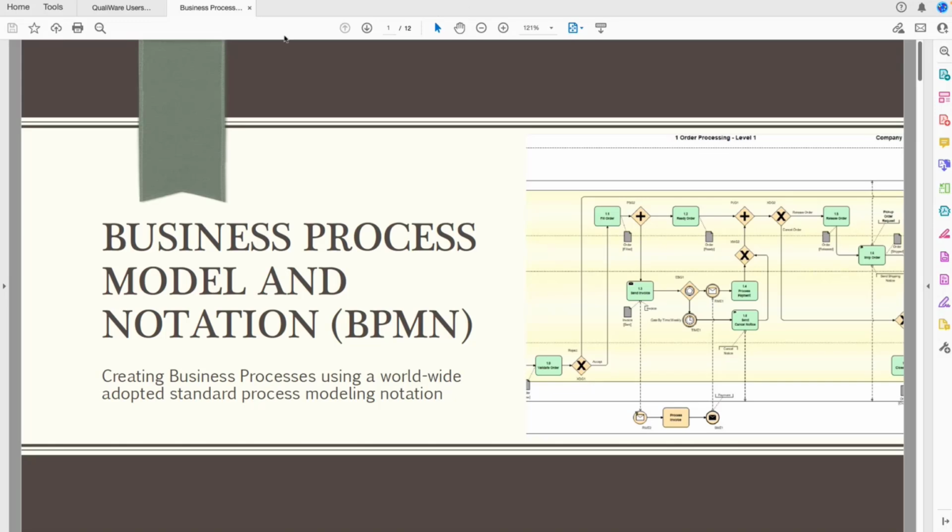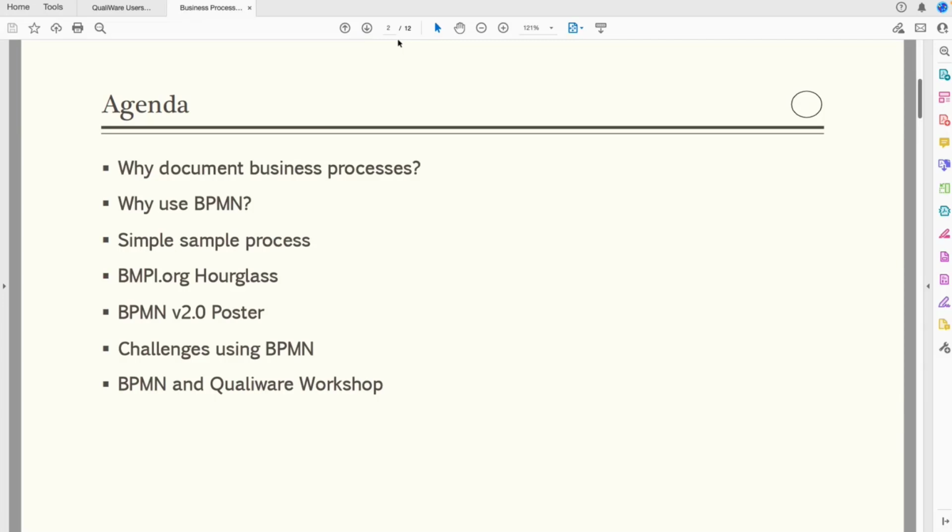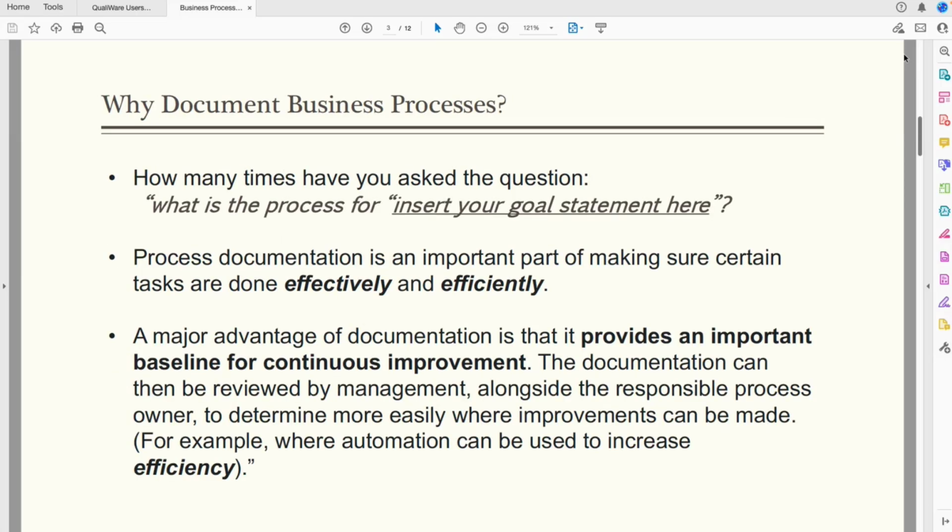So let's go to slide 2. Okay. And I just put together some bullets here from the course. Why we document business processes, why do we want to use BPMN? Then look at a simple sample process, which is not in BPMN. Look at the BPMI organization's hourglass. We'll talk more on that when we get to that slide. Look at the BPMN version 2.0 poster, challenges of using BPMN, and then what's in the workshop. Why sign up? Let's go to the next slide. And I should have put page numbers, but I put this deck together very quickly.